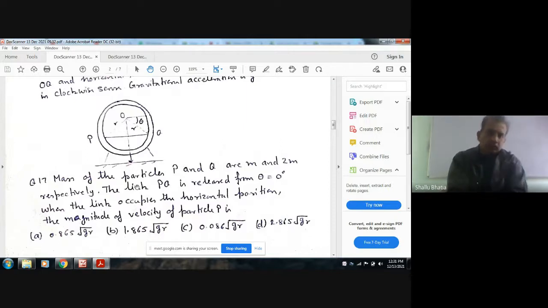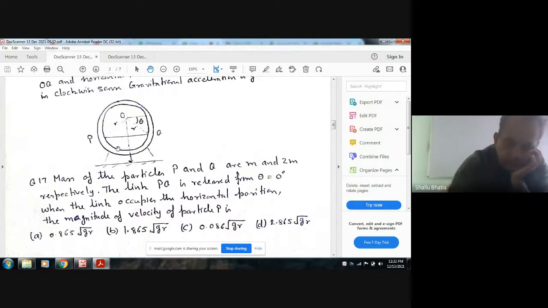The magnitude of velocity of particle P is: option A 0.865 root gr, B 1.865 root gr, C 0.086 root gr, option D 2.865 root gr.